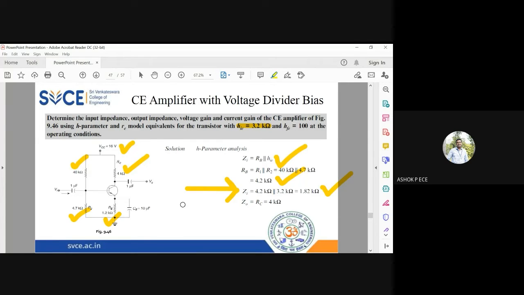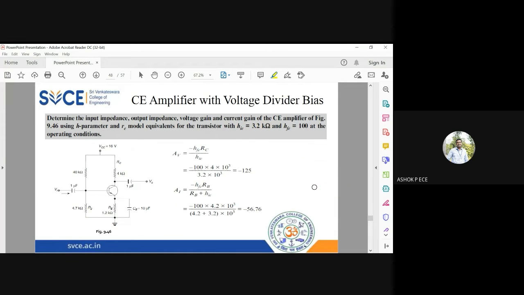And output impedance, it is equal to RC, and RC value is 4K, so Zo equal to 4K. Okay. And when you find the voltage gain, I am using all the formulas directly because we have derived these formulas in the fixed voltage divider bias concept. Voltage gain AV equal to minus HFE into RC by HIE. HFE is given 100, RC is given 4K, HIE is given in the question 3.2K. When you substitute, you get the voltage gain as minus 125. And current gain formula, minus HFE into RB by RB plus HIE, you get minus 56.76. Direct substitution into the formulas.